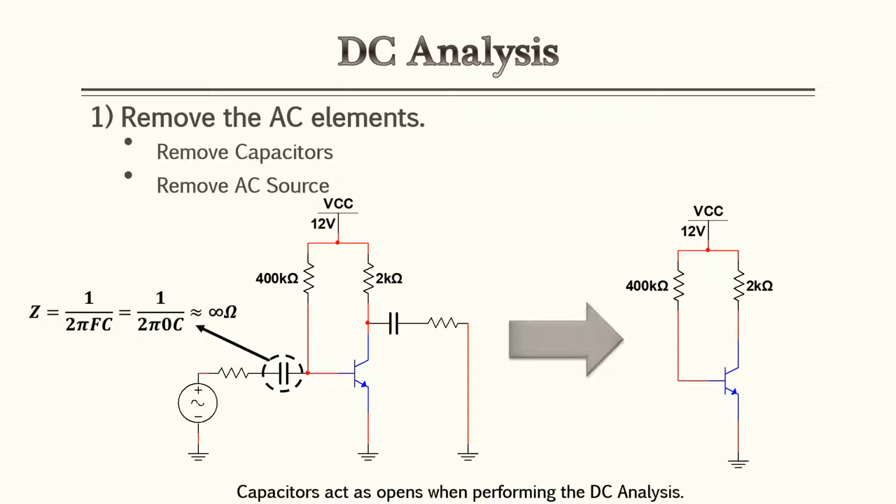The reason you remove your capacitors is that capacitors act as opens when performing the DC analysis. If you calculate it in your impedance calculations, 1 over 2 pi FC, in a DC analysis there is no frequency, so the frequency is 0. If it's 0, you have an impedance that's almost infinite, so it acts as an open. If you look at the illustration below, we have a full circuit with a DC source as well as an AC source. We're eliminating the AC elements out of this circuit just so we can understand how the DC analysis works, because you need to know how to do DC before you do AC.